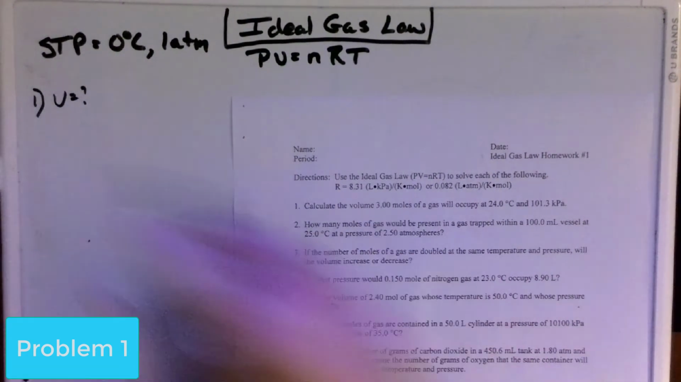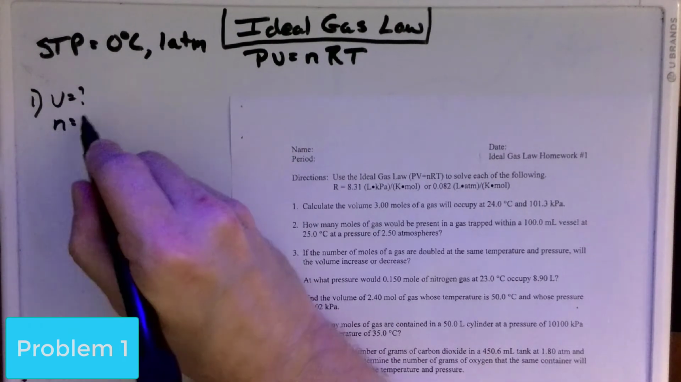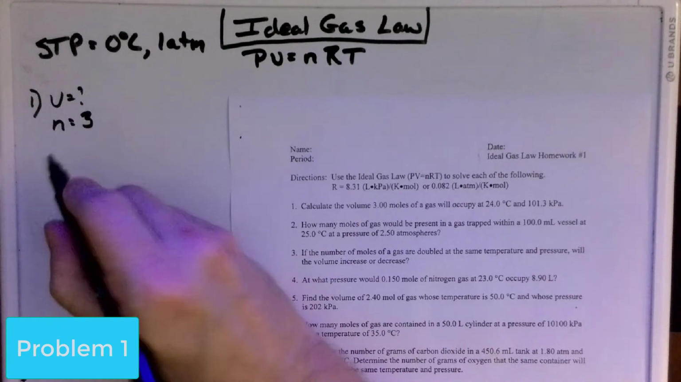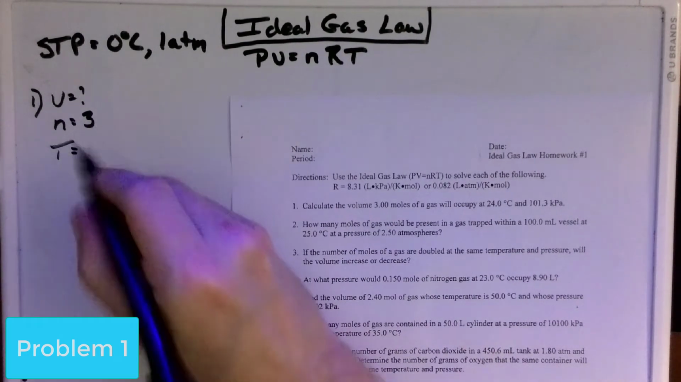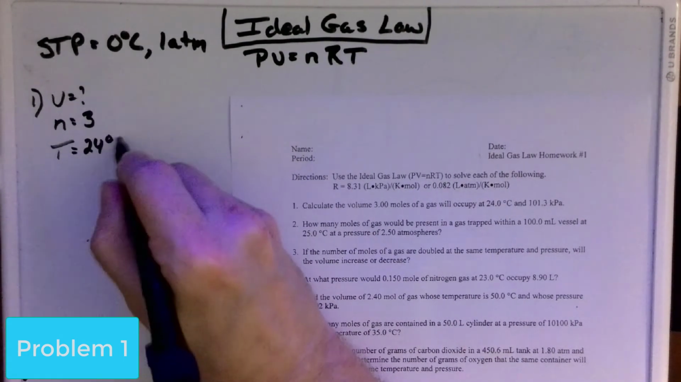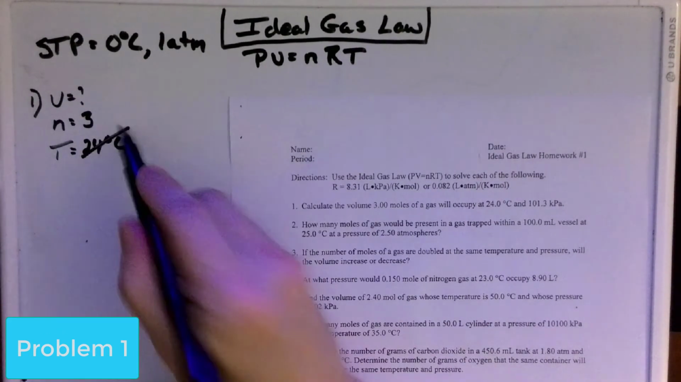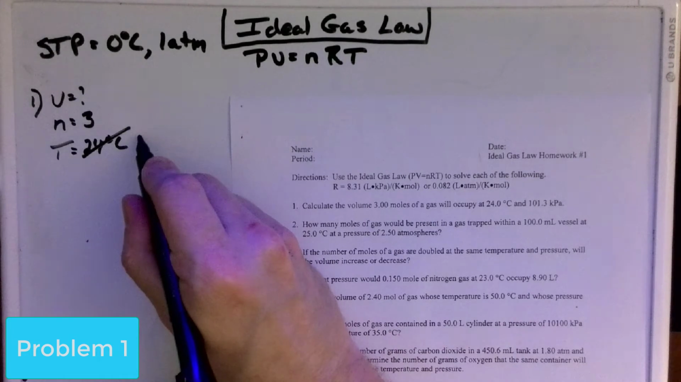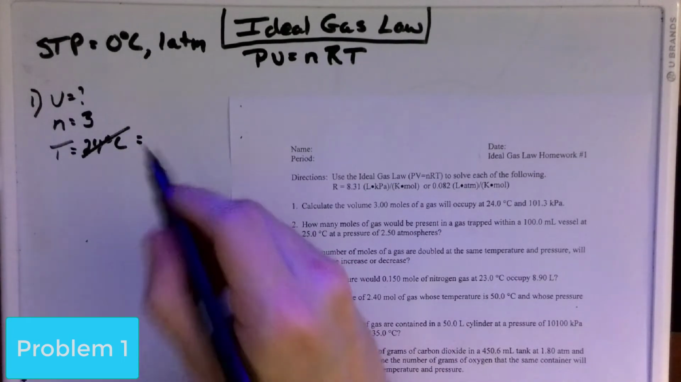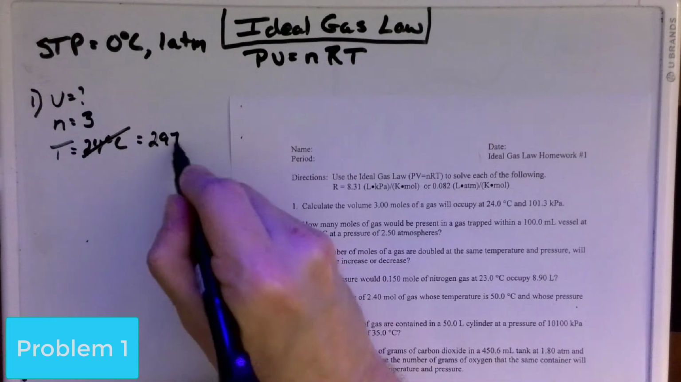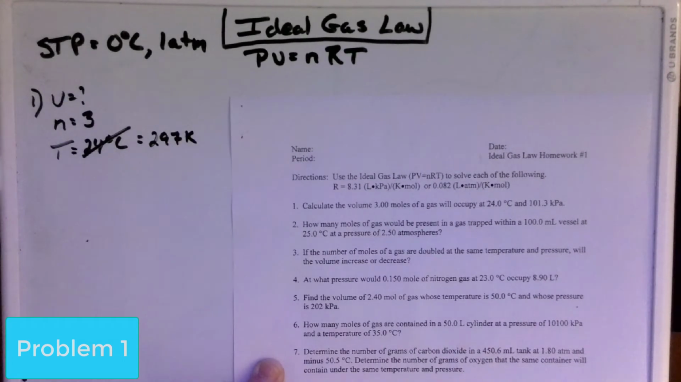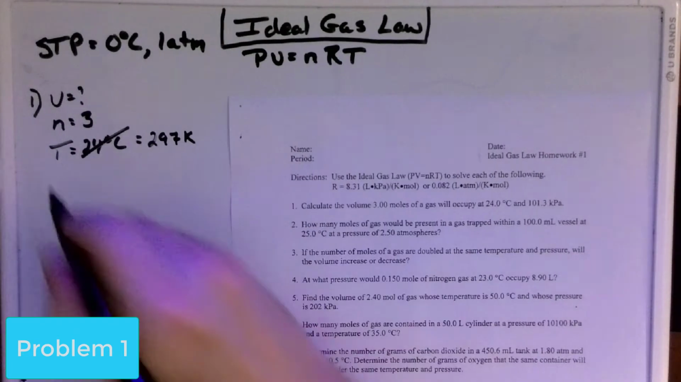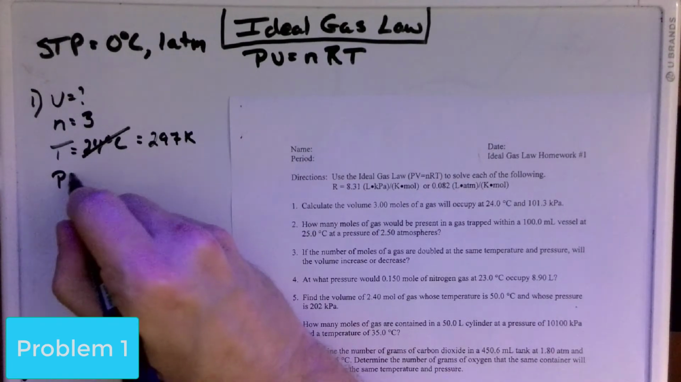3 moles, that sounds like N. The temperature is 24 degrees C, but I also know that I cannot use Celsius. Remember, to convert Celsius into Kelvin, you have to add 273 to it. When you add 273 to this, you end up with 297 Kelvin as our correct temperature. And the final unit given to us is 101.3 kilopascals. That's going to be our pressure.